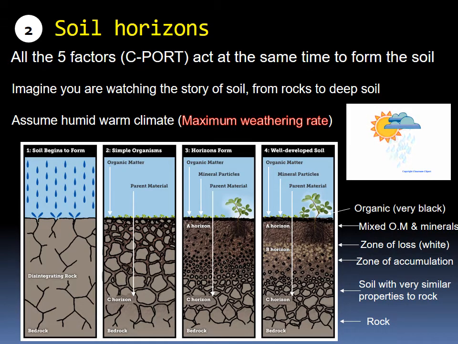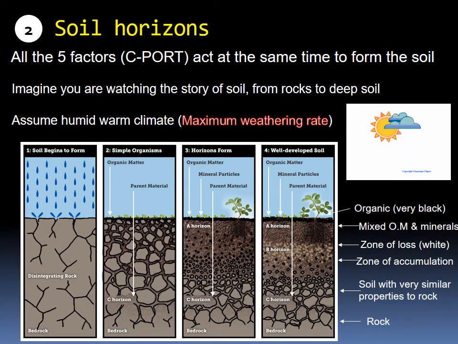a 6th layer. We have a rock, above it we have a layer of soil that has similar properties to the rock, and above it you have a layer of accumulation, and then above it you have a white layer which lost the materials, and above it you have the layer of mixed mineral and organic material, and at the top you have the pure organic matter layer.